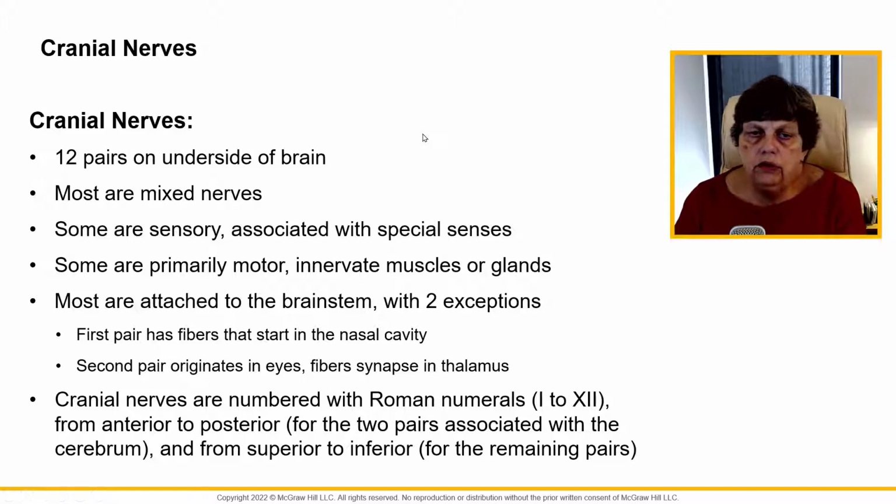Okay, so the cranial nerves, you have 12 pairs. Some are sensory, associated with senses. Some are primarily motor.